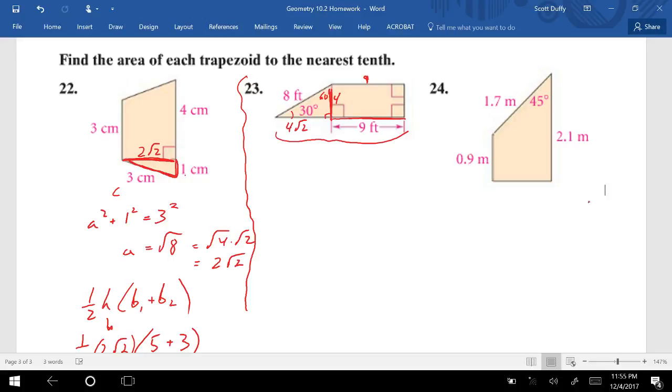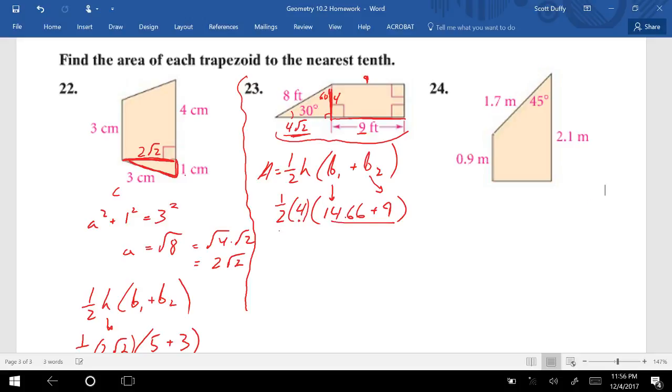What I'm going to do is add 9 and 4 square root of 2. And that's for my base 1. So area is equal to 1/2 times the height times base 1 plus base 2. For my base 1, 9 plus 4 square root 2 is equal to 14.66. My base 2 is 9. Still have 1/2 times height, which is 4. So I'm going to add these, multiply by 4, multiply by 1/2.